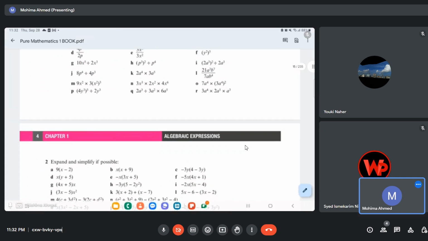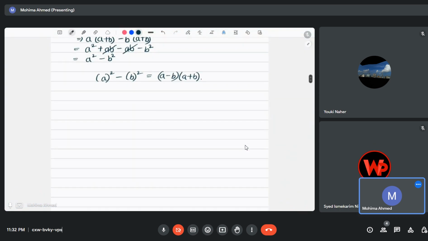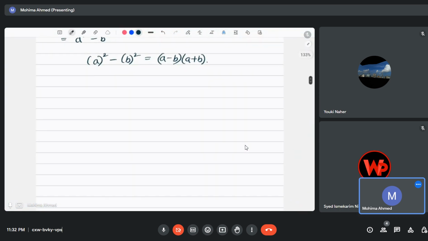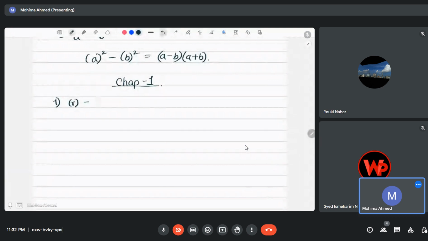If the overall working is not clear, I'll still do the work over here. For 1R, the question was 3a power 4 multiplied with 2a power 5 and a power 3. You can just separate the numbers from the alphabets.